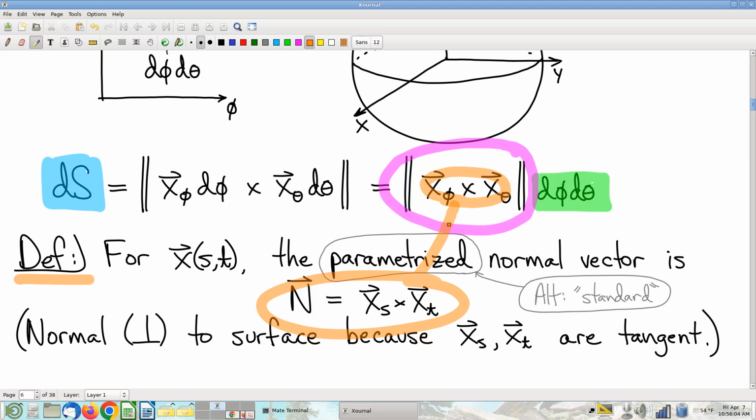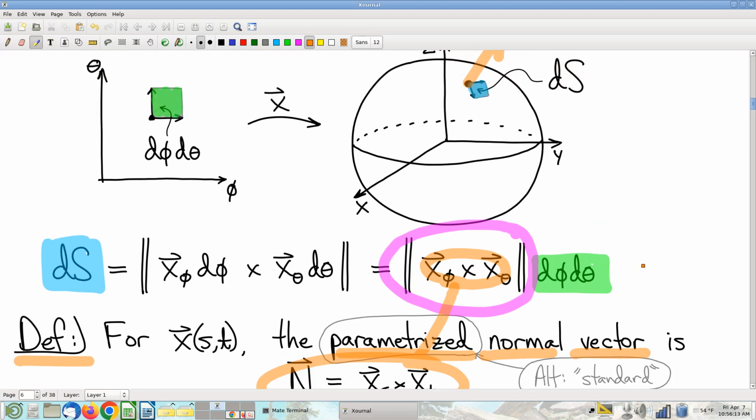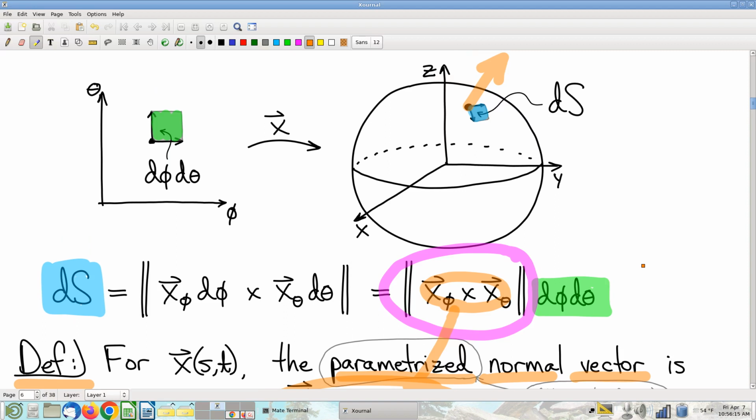Now there's a little bit to say about the terminology. I like to call this the parametrized normal vector. It's a normal vector because, of course, it's perpendicular to the surface. We talked about that. I like to call it the parametrized normal vector specifically because this comes out of the parametrization. If you look at this formula, you are taking the partials initially of the parametrization.